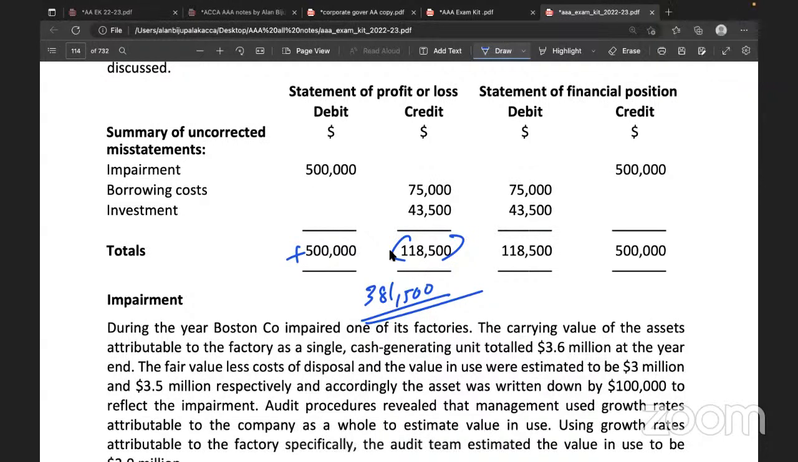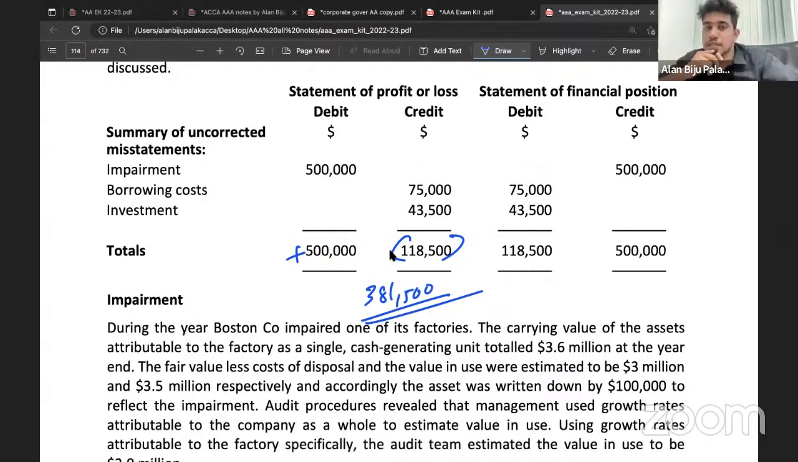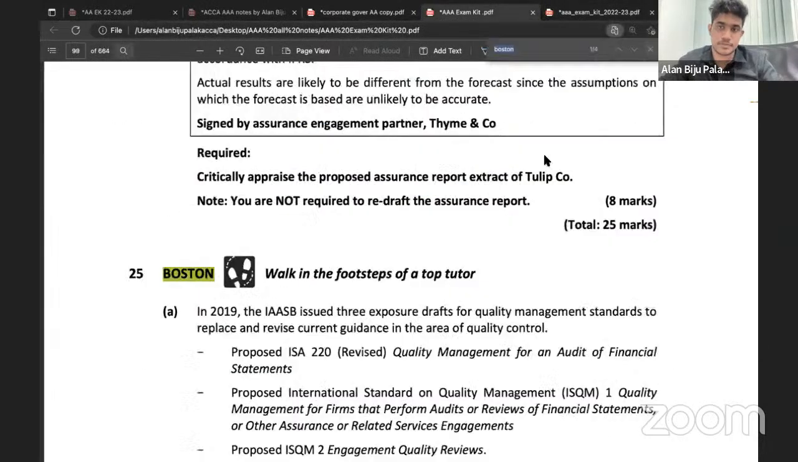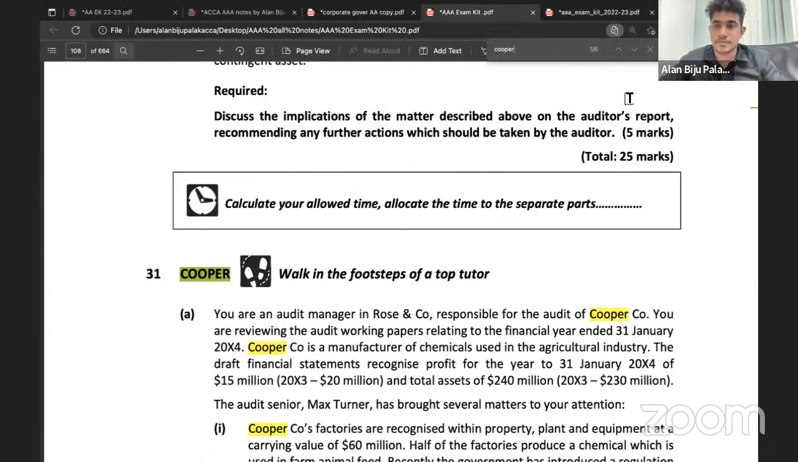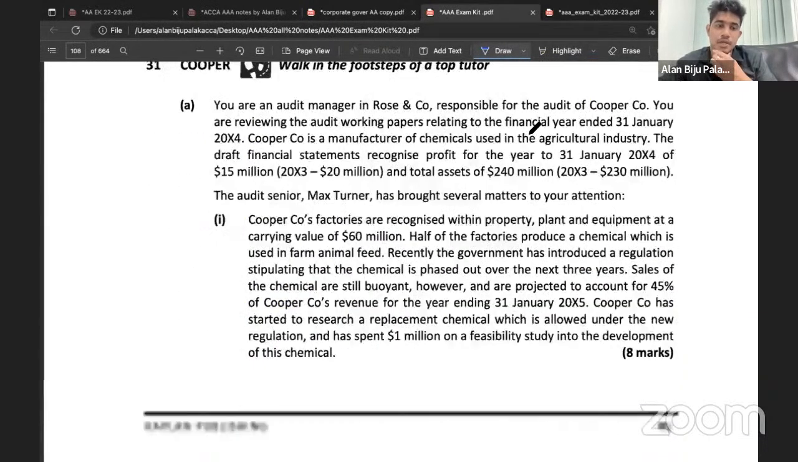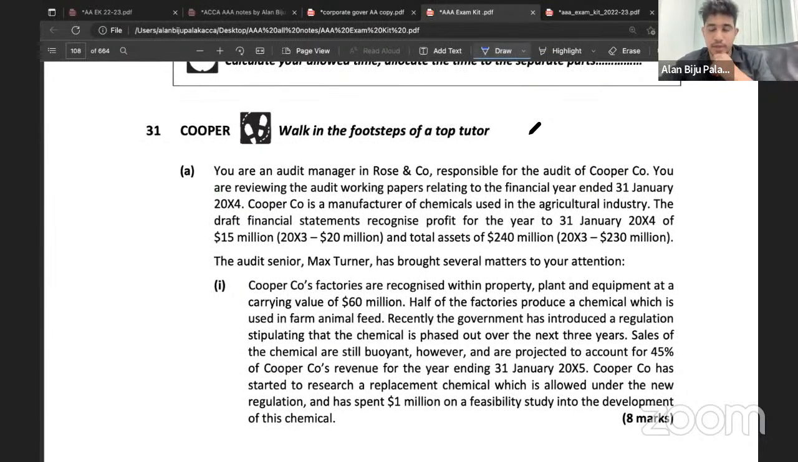Yes, sir. Okay, fine. So this is what you need to consider regarding matters to be considered and discussion with the management. We will take a question which we have already done so that we can quickly discuss it. We have done a question called Cooper. Please go through this scenario very quickly. Cooper. Everyone, please go through that scenario. Cooper.